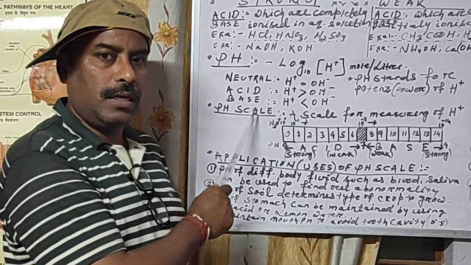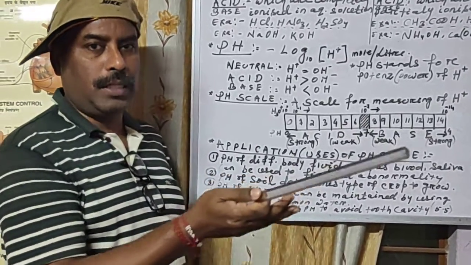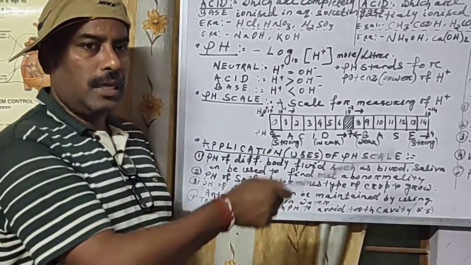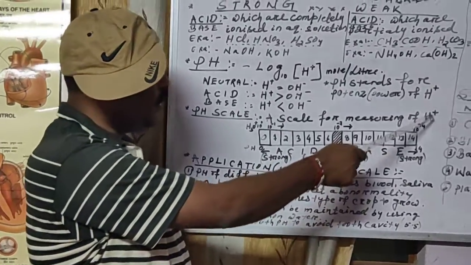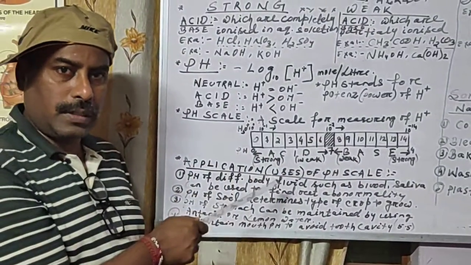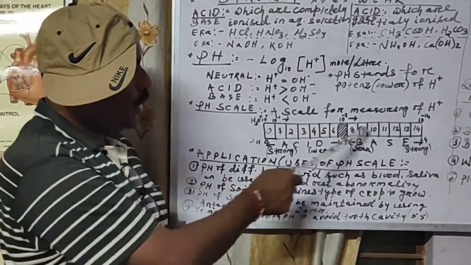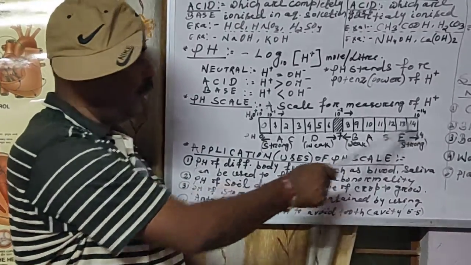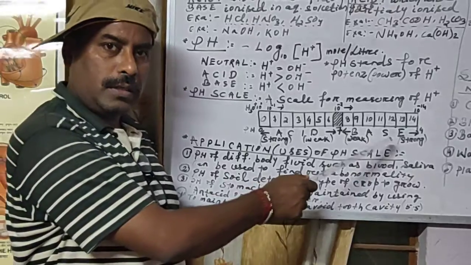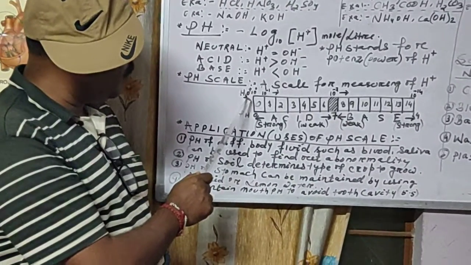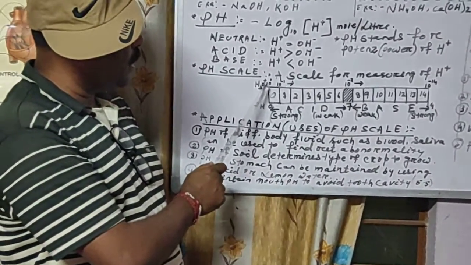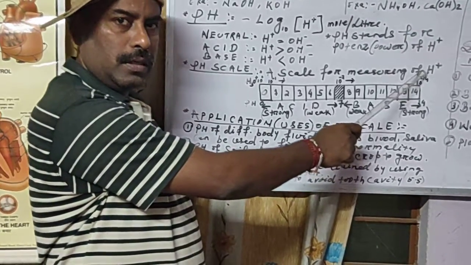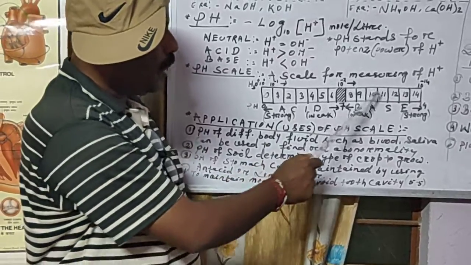What is the pH scale? The pH scale is a scale which measures the pH of the substance, the percentage of hydrogen ion concentration of the substance. So let us see, the scale is like that. Its range starts from 0 to 14, and the hydronium ion or hydrogen ion concentration from 10 to the power 0 to 10 to the power minus 14.